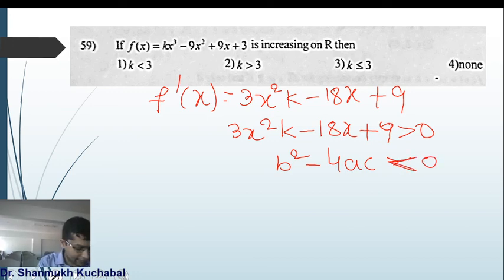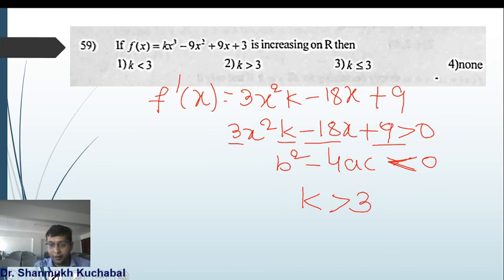So b square minus 4ac, 18 squared. So 3 we have to divide, and on simplification we get k greater than 3. So in this example, b is minus 18, a is 3k and c is 9. This value we have to substitute in this equation, and simplifying we get k greater than 3. So option 2 is the right answer. Like this we have to simplify. Yes, so we'll move to our next example. You can take a screenshot of this.